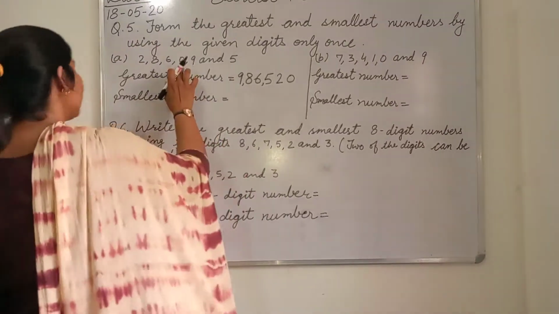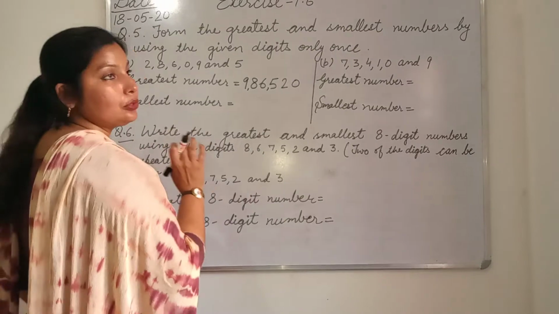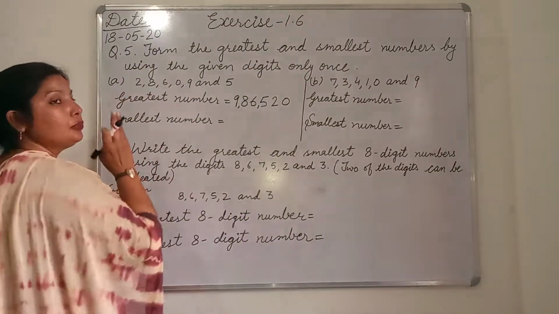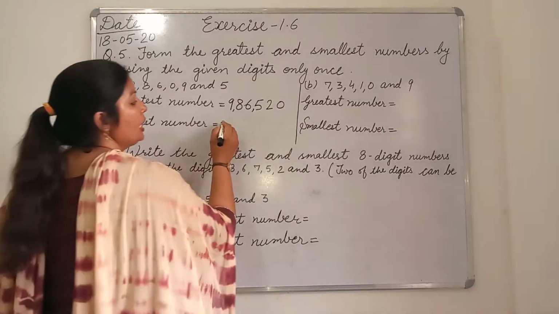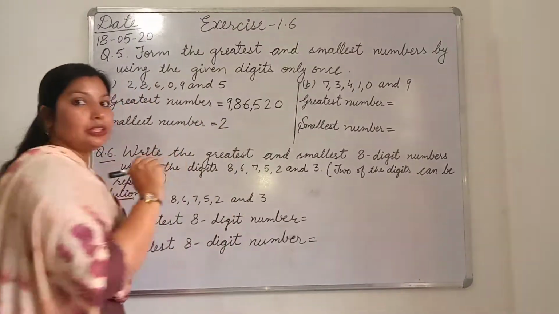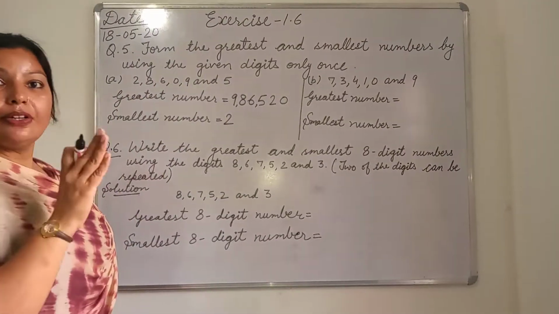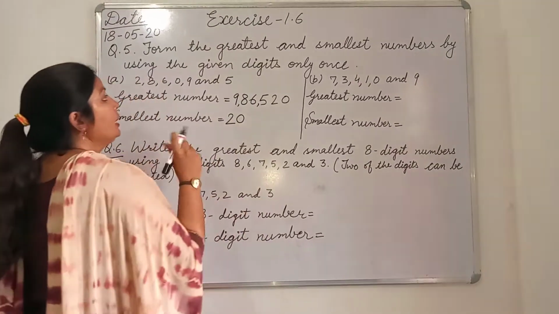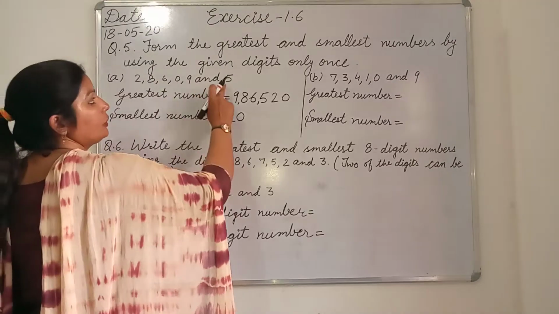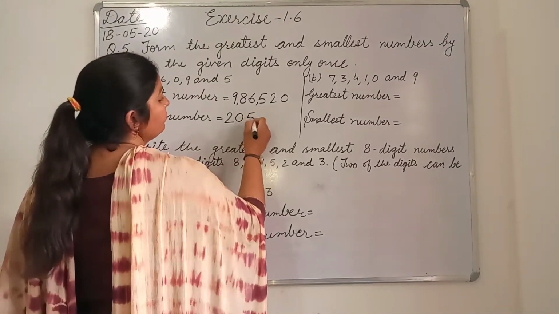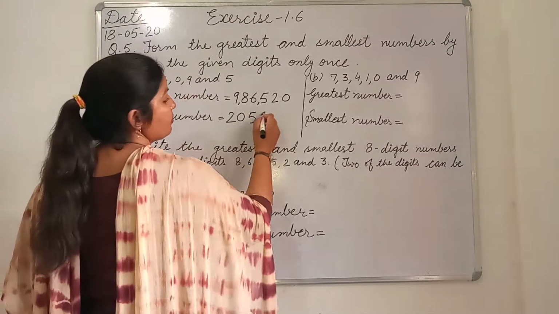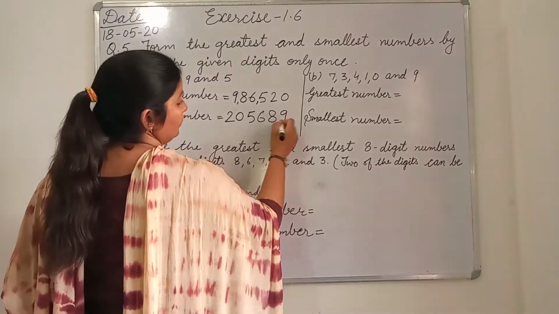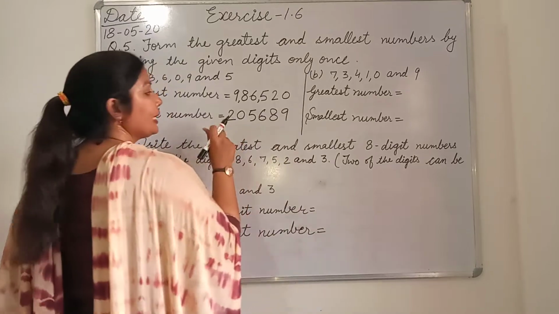0 is the smallest, but in the beginning we will not use 0. So after 0, what is there? 2. So now we use 2 in the beginning. And now we can use 0 because now 0 has the value. So now we will use 0. Okay. Now next small is what? 5. Now 5, then 6, then 8 and then 9. Okay. So take care about that.